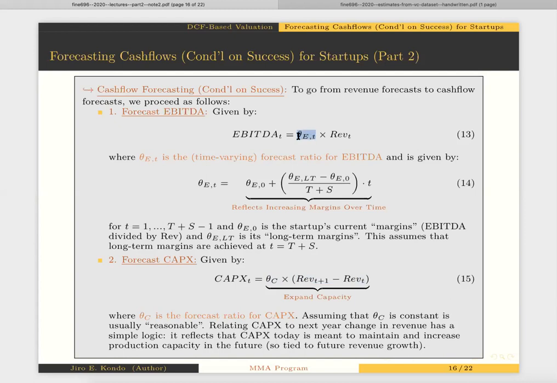So with EBITDA, we assumed changing margins over time. We do that because that's a very striking feature in the data for startups, that they start with negative margins, and their margins gradually increase and eventually stabilize, if things go well, at a positive level. Meanwhile, if you look at the relationship between CapEx and changes in revenue, even for startups, those stay relatively constant over time. Devanshu, did you have a question?